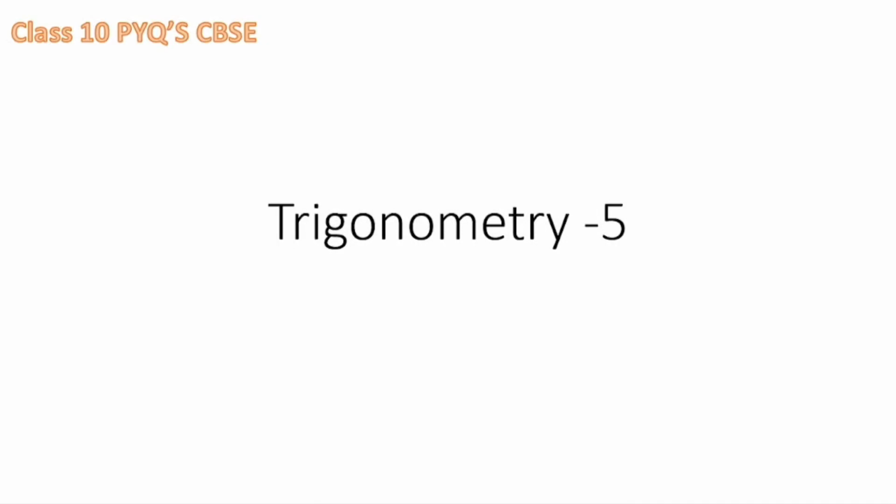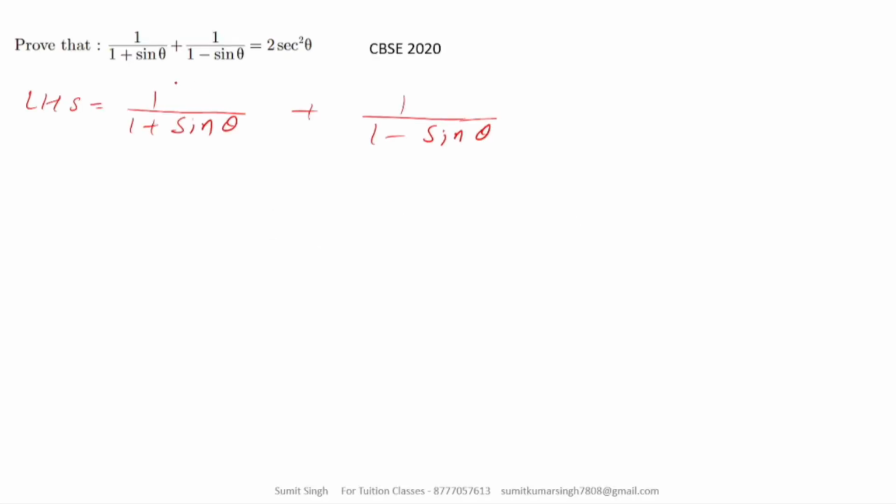Hello student, in this video we will discuss the top 5 trigonometric questions that have high chances of being asked in your upcoming exams. So let's start. Here we have to prove that the LHS term is equal to the RHS term, that is 2 sec square theta. So from here we will take the LHS.